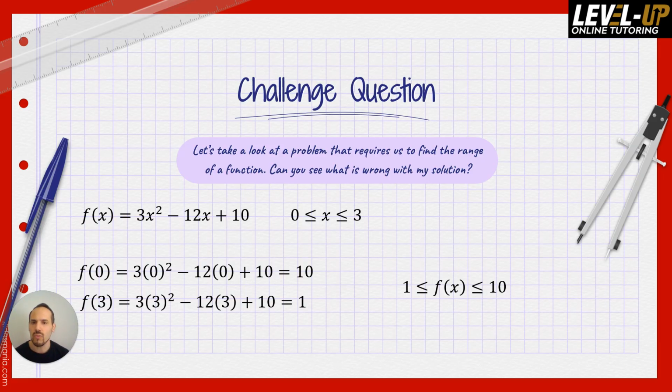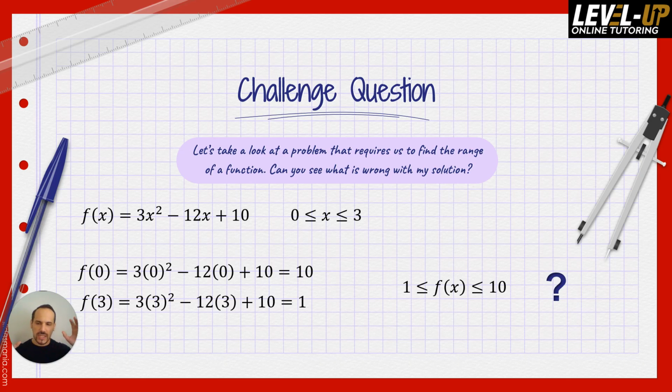Now, there's nothing wrong with my calculations here. I haven't made an incorrect calculation or anything like that. But this answer is wrong. The range is not 1 to 10. And I want you to think, why? Why is that wrong?